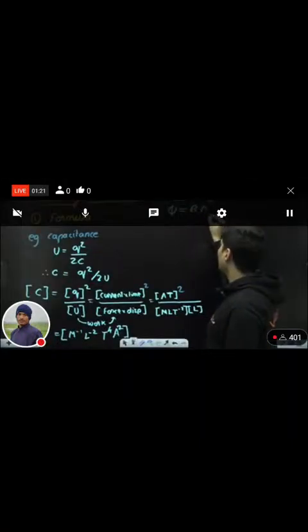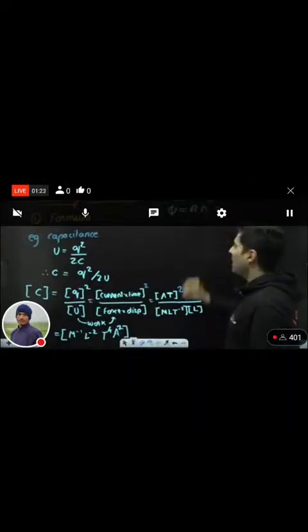Oh, sorry, I forgot that Q square. My bad, guys. I'm so sorry. So it would be ampere square and T square. Nothing but magnetic field into area.